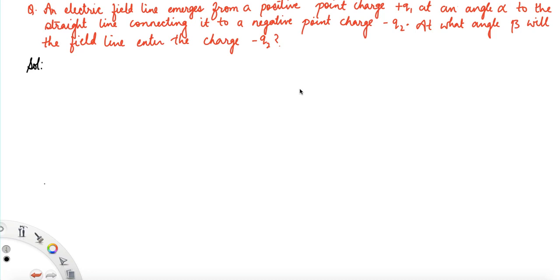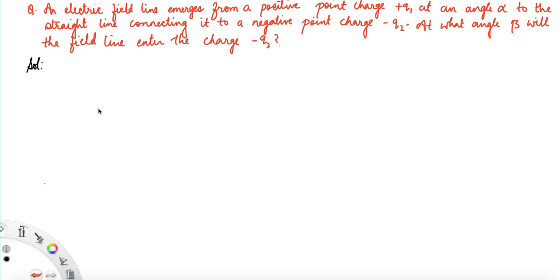This is a nice problem from electrostatics regarding electric field lines. It states that an electric field line emerges from a positive point charge +q1 at an angle alpha to the straight line connecting it to a negative point charge -q2. At what angle beta will the field line enter the charge -q2?